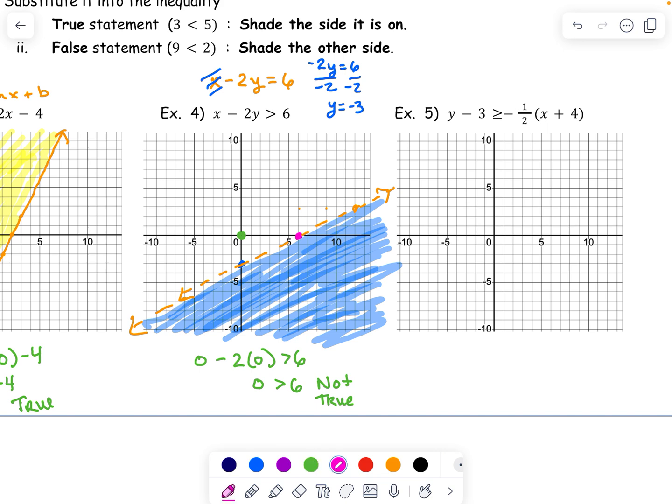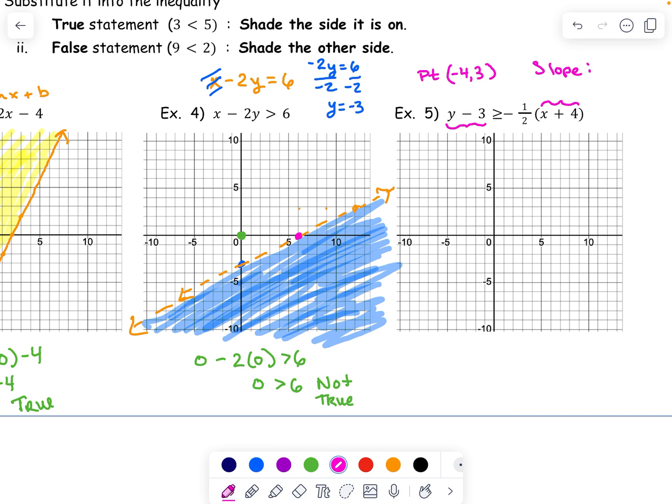This is point slope form. So when you have point slope form, you're going to want to graph your boundary using a point, obviously, and the slope. So our point is going to be: what x value would make this 0, and we get a negative 4. And what y value would make this 0, and that would be a 3.